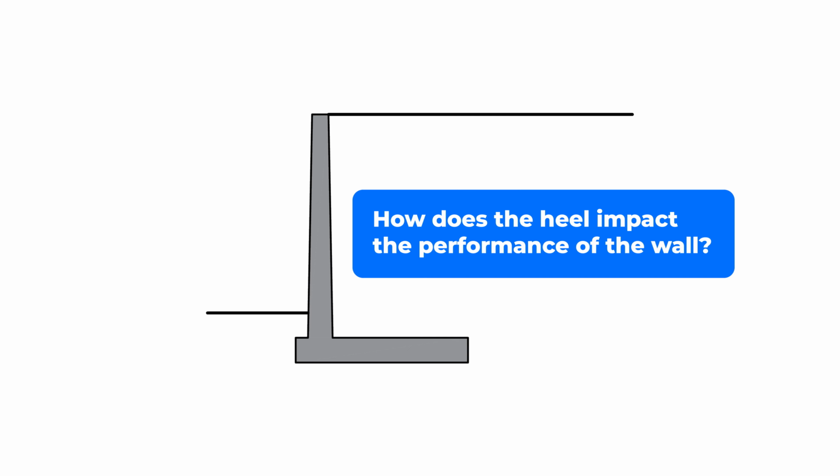Now, let's look at a wall that doesn't conform to the Coulomb assumptions. We will look at a cantilever wall that has a heel extending behind the wall face and a vertical stem. There are some questions we might ask, like what do we use for the back of the wall? Where would the failure wedge of soil form? How does the heel impact the performance of the wall?